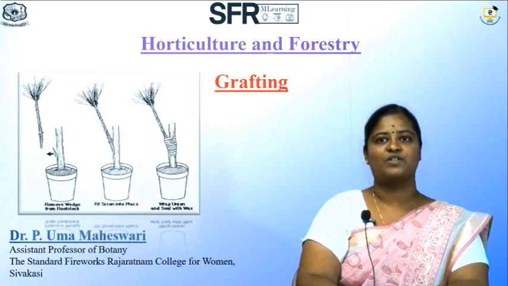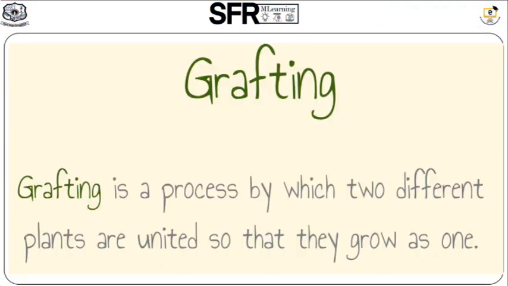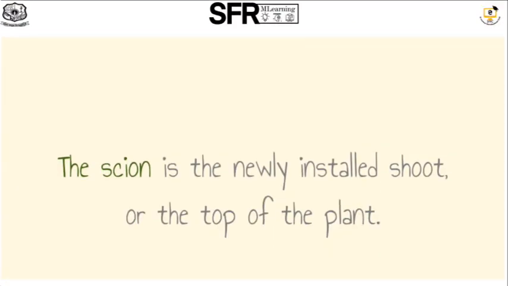Today we discuss grafting techniques under the subject of horticulture and forestry. So what is grafting? Grafting is a process by which two different plants are united so that they grow as one. That is, two different parts of a plant: one is the scion, another one is the stalk. So what are scion and stalk?